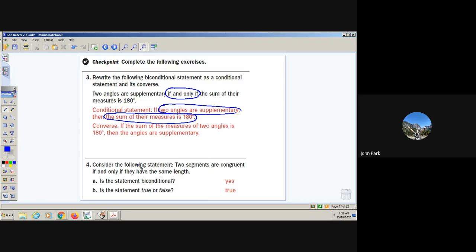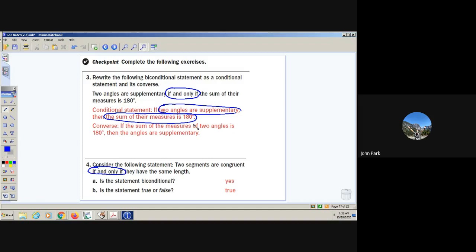All right, what about the next one? Two segments are congruent if and only if they have the same length. Is this a biconditional statement? Yes, because it has the magic phrase if and only if. Is it true or false? It's true, because thinking of it as two different statements: if two segments are congruent, then they have the same length, that's true. And the converse, if they have the same length, then the two segments are congruent. They're both true, so the biconditional statement is true.